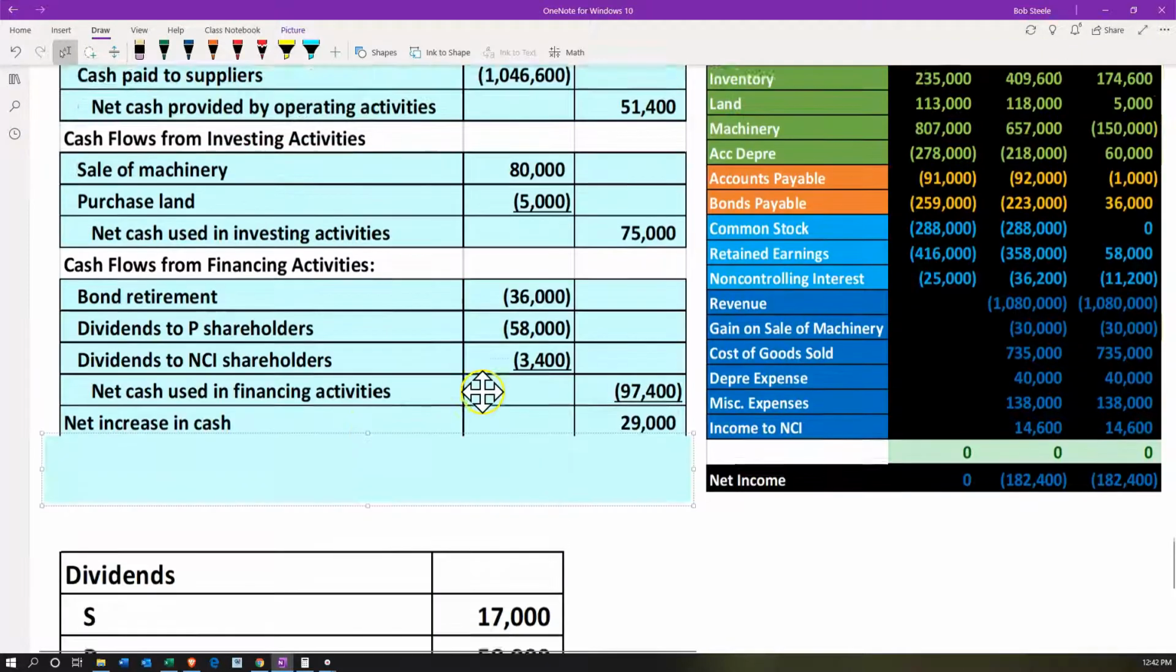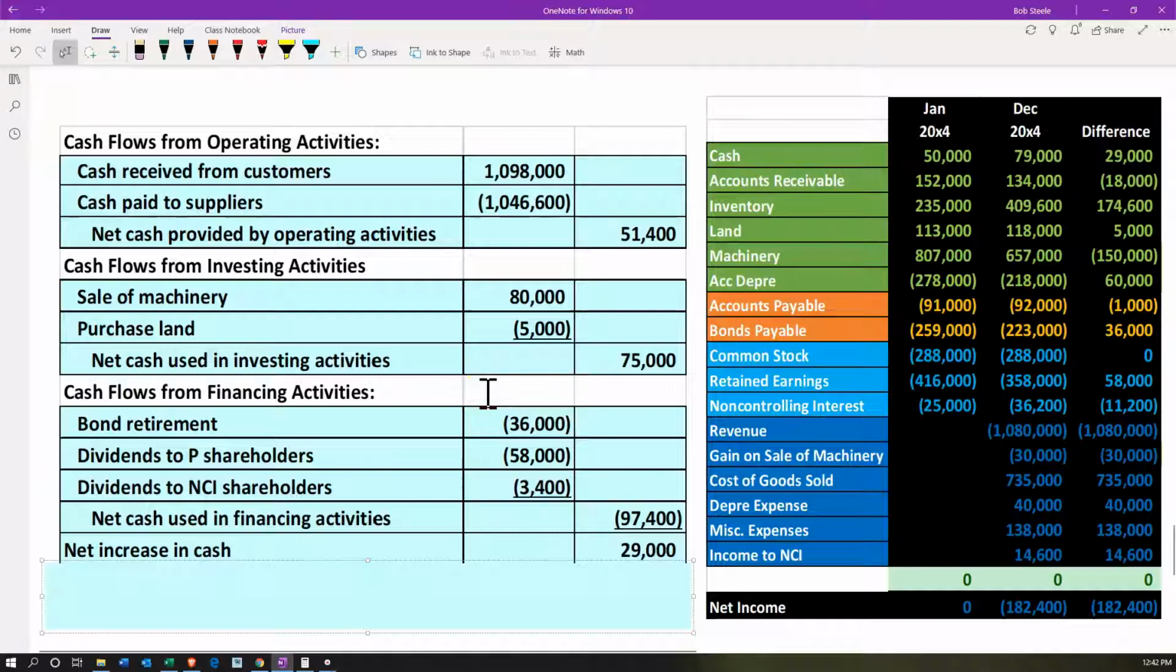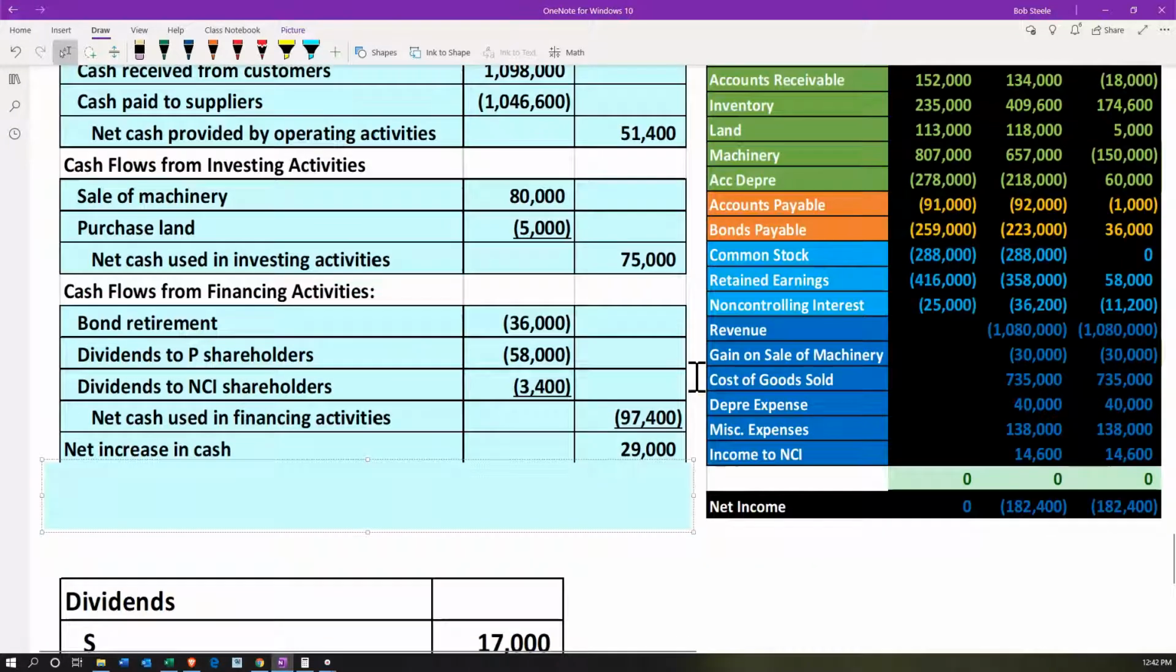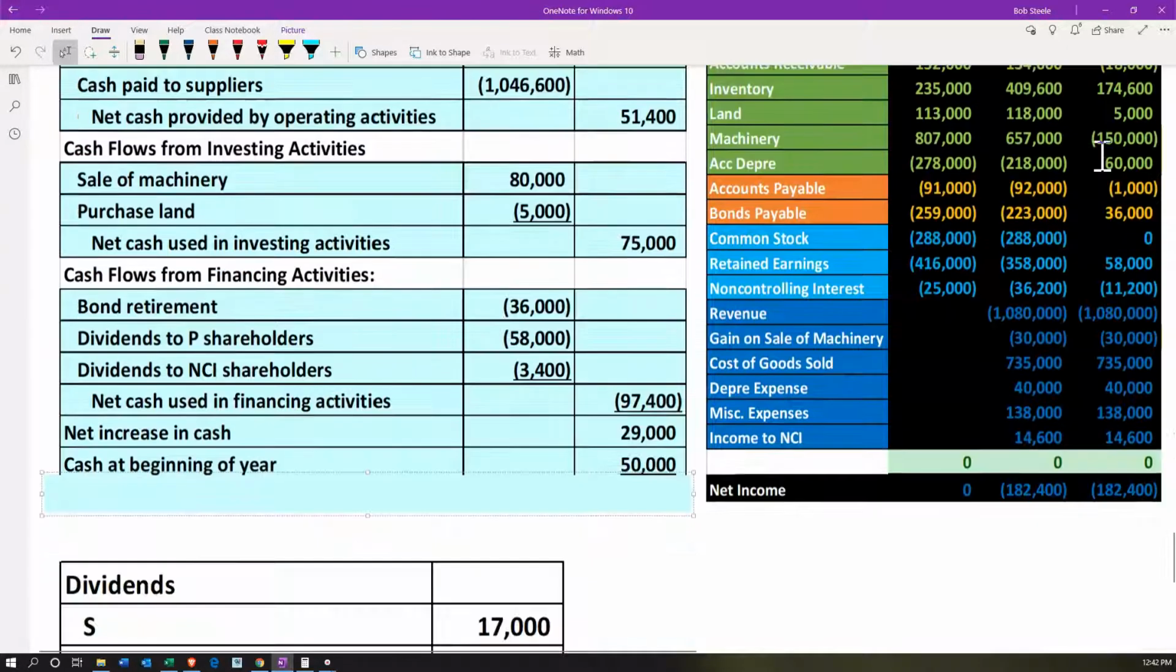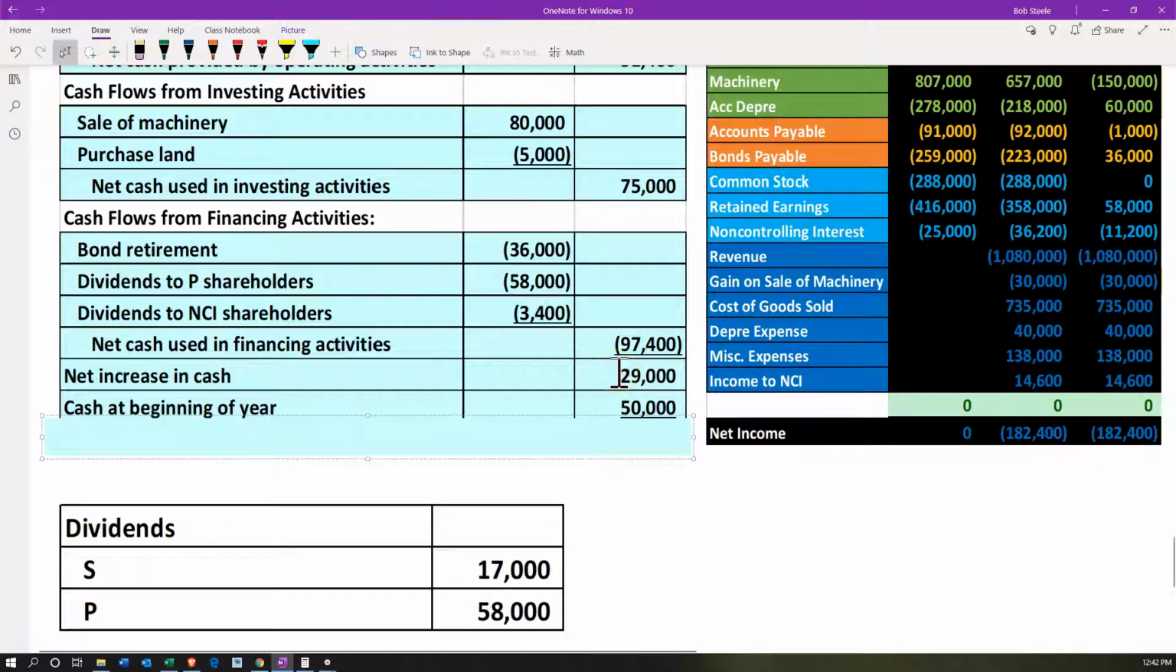If we add up the operating activities, the investing activities, and the financing activities, the 51.4, the 75,000 minus the 97.4, we're going to get the 29,000. That's going to be the net increase in cash, and that of course will match out to our difference in cash up top. And then we're looking at the cash at the beginning of the year, 50,000. We're pulling that from this number, the beginning cash, and that will of course bring us to the cash at the year end, the 79,000, matching the 79,000 on the trial balance and balance sheet in the current year.